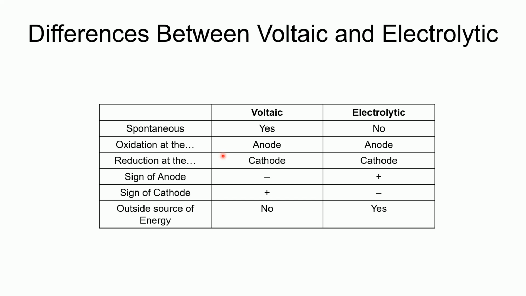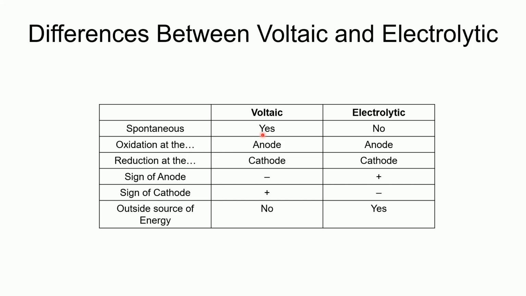So when we're talking about electrolysis, we're going to have what we refer to as electrolytic cells, and these are different than voltaic cells. And I want to point out a few of the similarities and a few of the differences. As far as, is it spontaneous? Well, our voltaic cells are spontaneous. They will go to equilibrium on their own, whereas electrolytic cells, we force them to go in the non-spontaneous direction. So we would say no, electrolytic cells are not spontaneous.